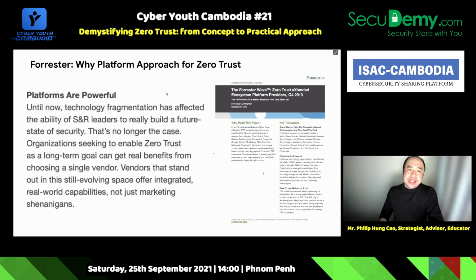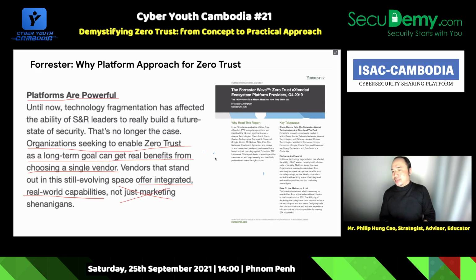So the question is, why the platform approach for zero trust? Forrester already mentioned it in the last two reports. The first one is from 2019. I took a screenshot here and you can see what Gartner mentioned: that platforms are powerful, and you will need to use a platform to achieve zero trust. They even mention that organizations seeking to enable zero trust as a long-term goal can get real benefit from choosing a single vendor, but that vendor needs to offer integrated, real-world capability, not just marketing.